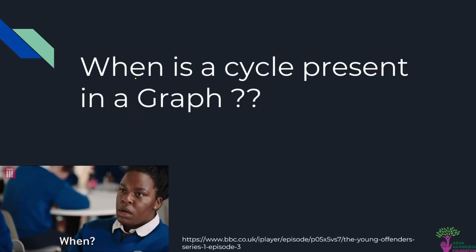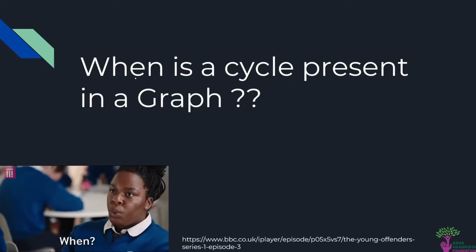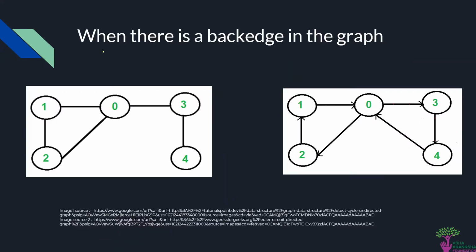Moving on, let's see when a cycle is present in a graph. It is when there is a back edge in the graph. So let's see using an example. In this figure, it is an undirected graph. If I move from 0 to 1 and then 1 to 2, 0 will be an ancestor of 2 as discussed in the previous slides. And there is an edge from 2 to 0. So this one will be a back edge which detects that there is a cycle.